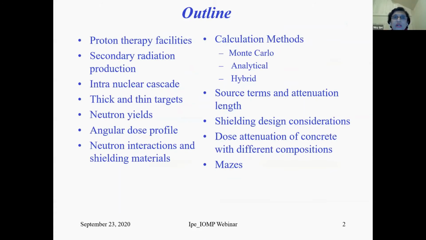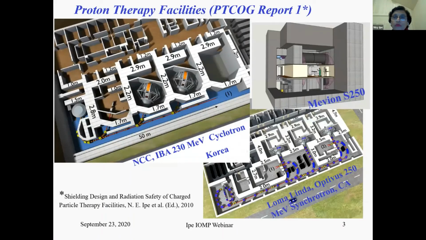So here's an outline of the topics that I am going to discuss today. There are currently over 107 operating proton therapy centers worldwide, with another 40 under construction. Some of these facilities are single room like the Mevion S250, while others are multi-room. Some facilities are synchrotron based, while others are cyclotron based.